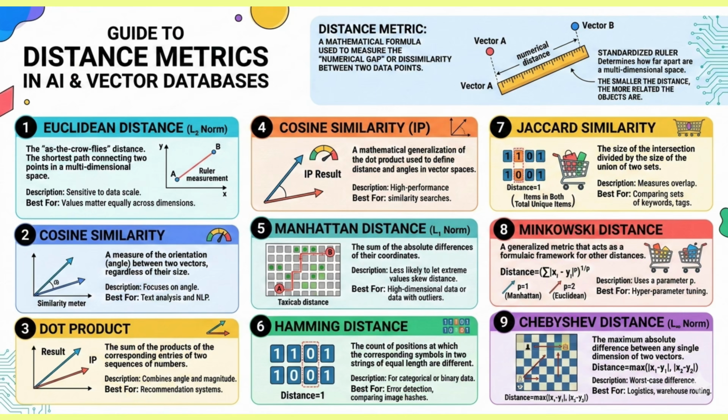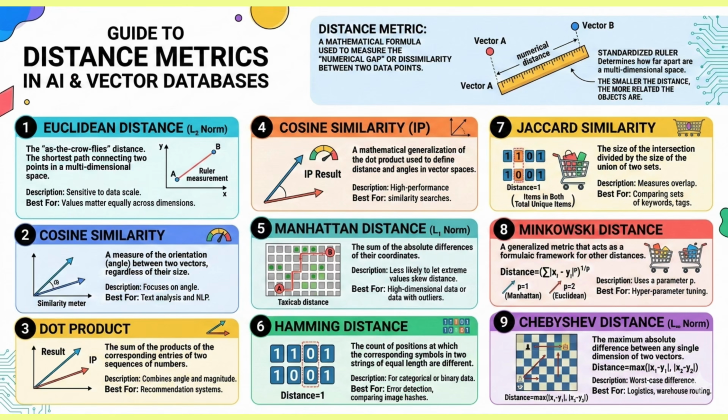Sixth, we have the Hamming distance. The count of positions at which the corresponding symbols in two strings of equal length are different. This is used for categorical or binary data. If you have two strings like 1101 and 1001, the Hamming distance is 1 because only the second digit differs. Best for error detection in telecommunications, genetic sequencing, or comparing hashes of images to find near duplicates.